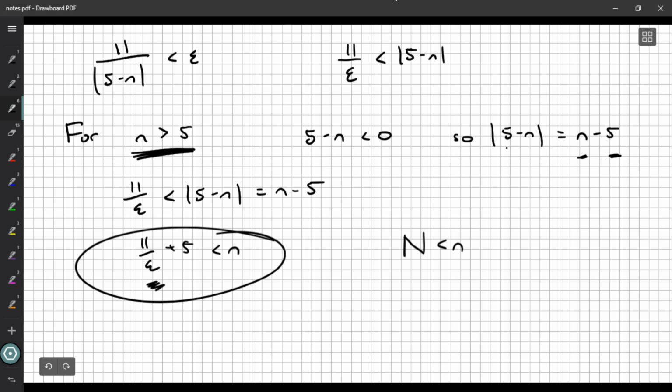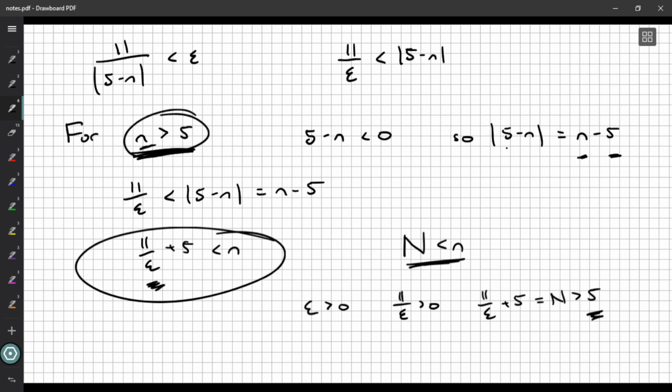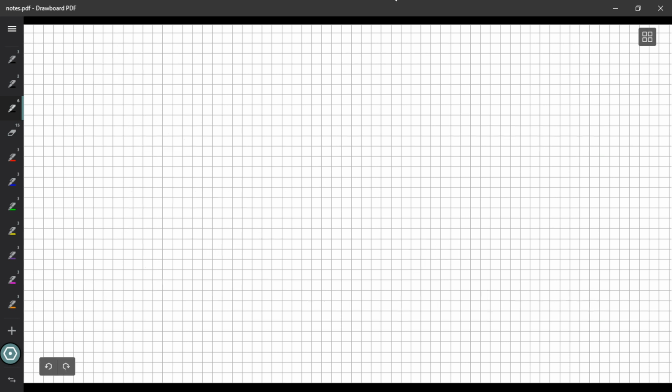Furthermore, notice that since epsilon is greater than 0, 11 over epsilon is also going to be greater than 0. Positive over positive is still positive. And so this N here, which I'm going to declare to be 11 over epsilon plus 5, is greater than 5. And so if n is greater than capital N, then n is greater than 5, and we won't need to worry. But now we write up our formal proof.